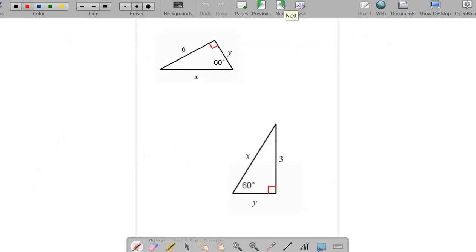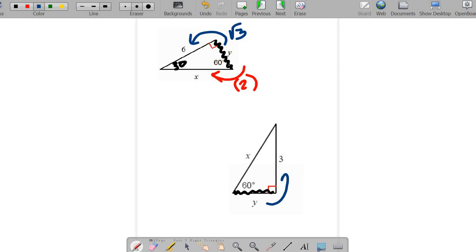I'm going to do 2 more, and then you're going to do a couple on your own. Again, you start with the short leg. So you learn to chant and do this exactly as I do. 30, 60, 90, short leg, root 3, short leg times 2. Again, 30, 60, 90, short leg, root 3, short leg times 2. The times by 2 is across from the hypo.